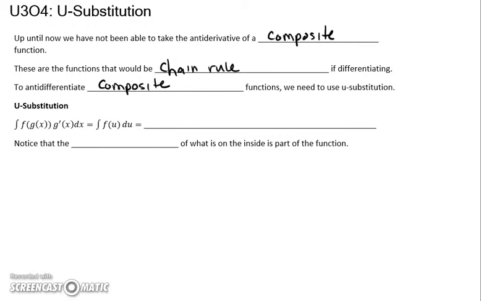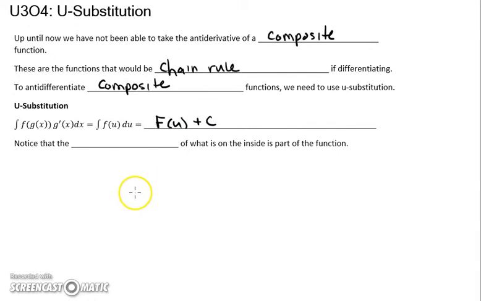So here's our rule. It's kind of a mess, but we'll run through it real quick. The antiderivative of f of g of x times g prime of x dx equals the antiderivative of f of u du, which is just going to be capital F of u plus c.